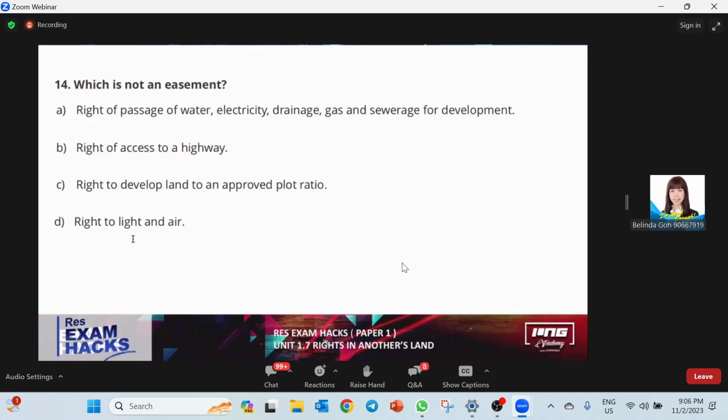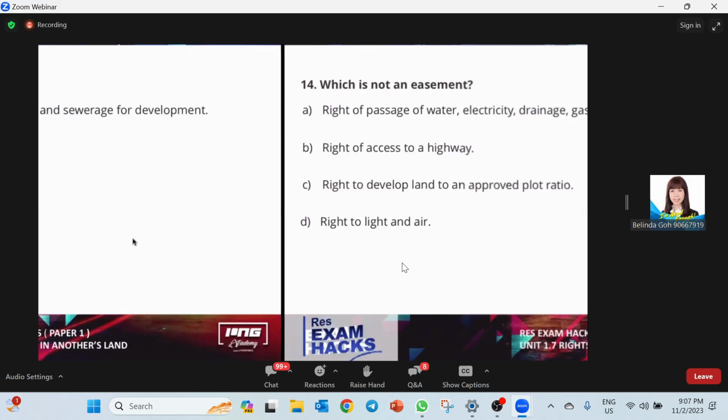Now, which is not an easement? Right of passage of water, electricity, drainage, gas, sewage for development. Right of access to a highway. Right to develop land to an approved plot ratio. Right to light and air. What is the answer? I can see a lot of C coming out already. That's very good. So you all understand.